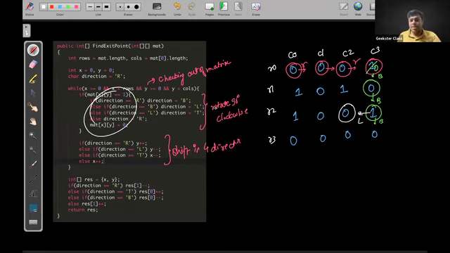Again check. Is the cell 0? Sorry, is the cell 1? No, the cell is not 1. It is 0. So where are we going? We are going towards left. So left means y minus minus. Column minus minus. Again 0. Again column minus minus. The cell finally becomes 1. The cell is 1. Update the direction.